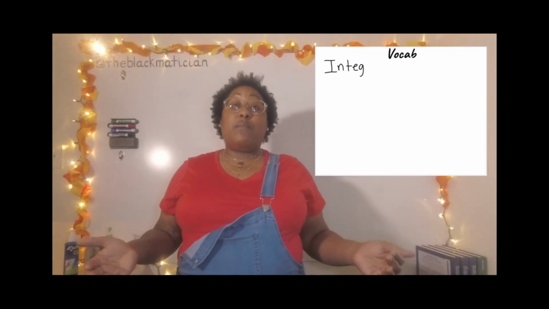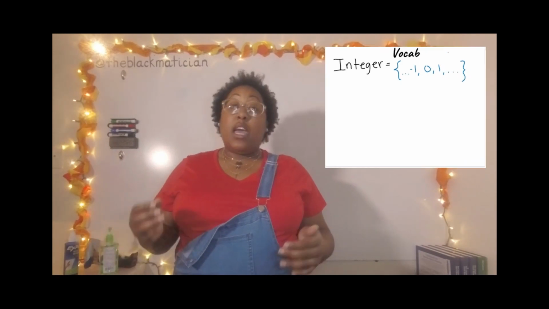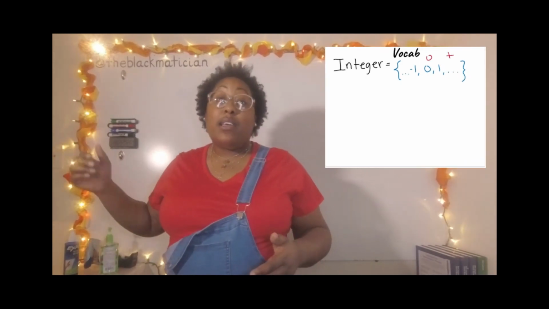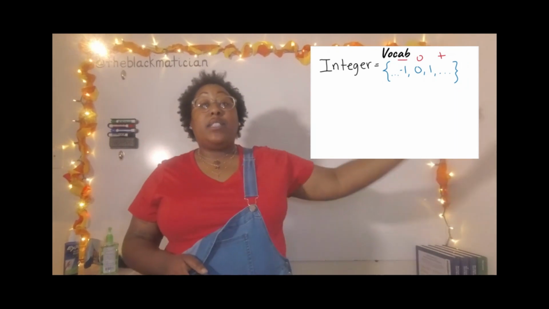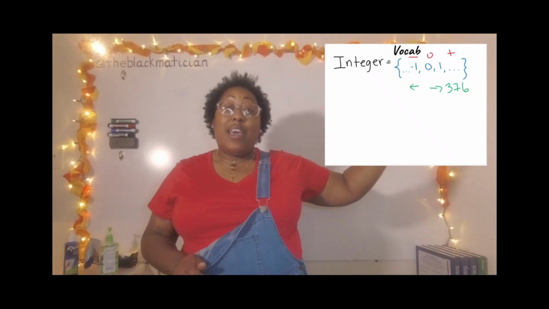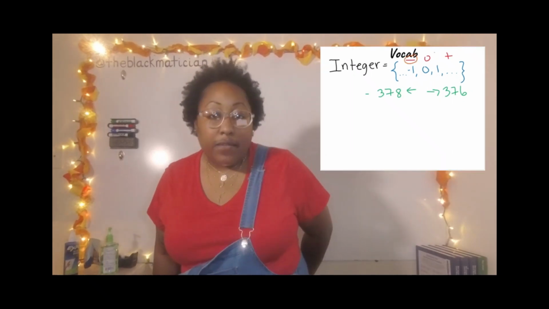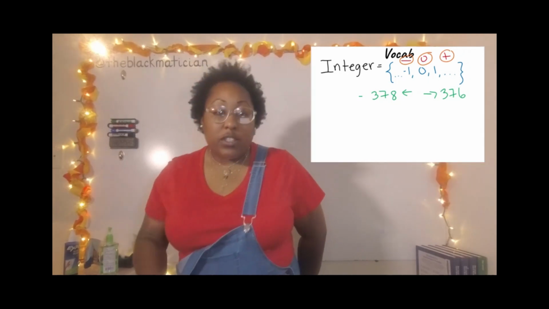Before we can even start talking about absolute value, you have to know what an integer is. An integer is any number that is negative, 0, or positive. So it could be all the negative numbers on a number line, the number 0, and all the positive numbers on a number line, all the way up to positive 376, and all the way down to negative 378. Negatives, 0, and positives. Don't forget.